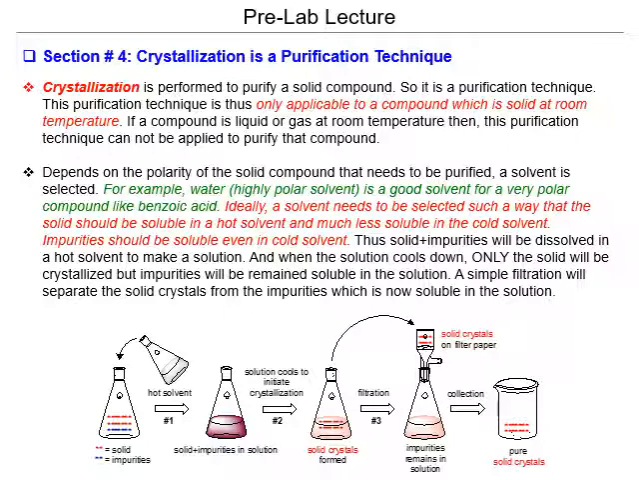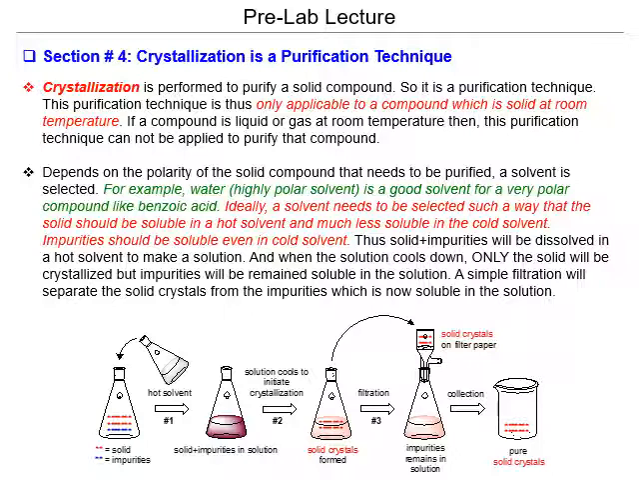The most important thing about this experiment which you need to know is that crystallization is a purification technique. When you're going to purify a compound which is solid at room temperature, you can use the crystallization method. Depending on the polarity of the solid compound that needs to be purified, a solvent is selected. So the first thing you need to do in a crystallization experiment is selecting the solvent. For example, water is a good solvent for a very polar compound like benzoic acid.